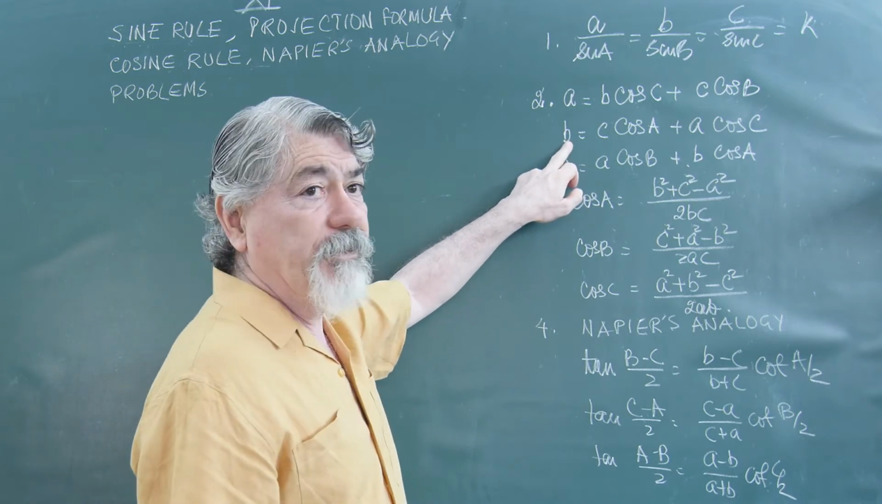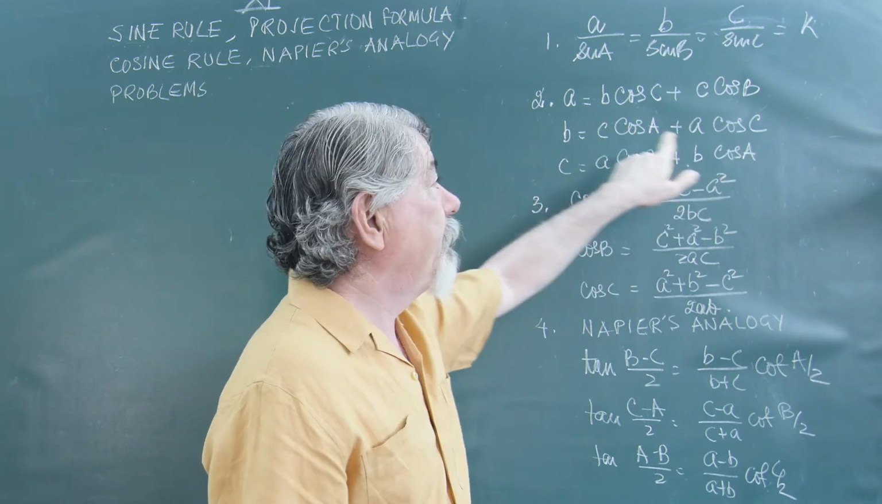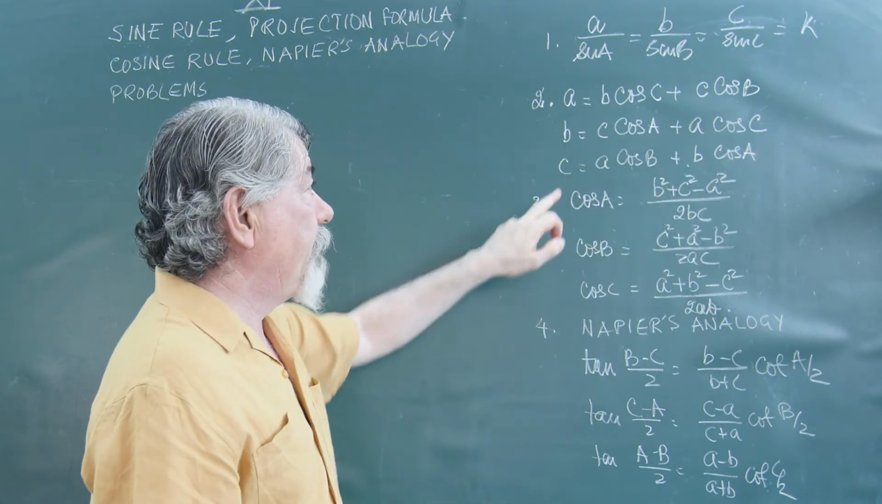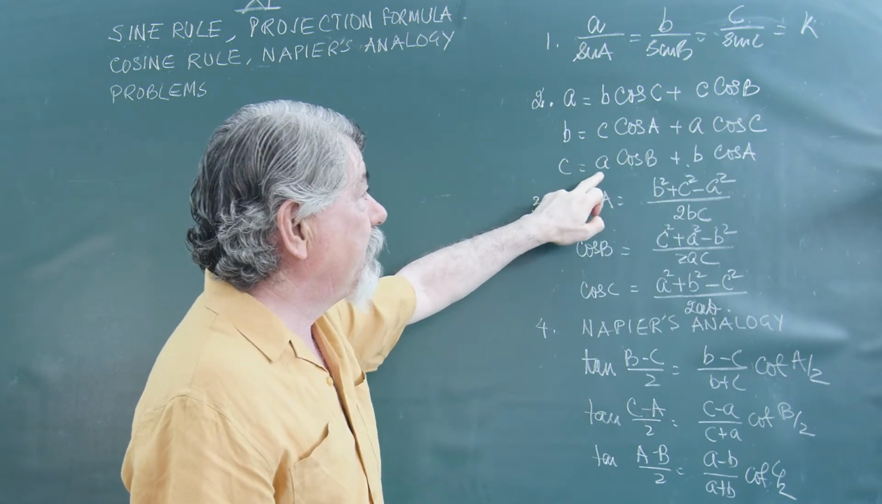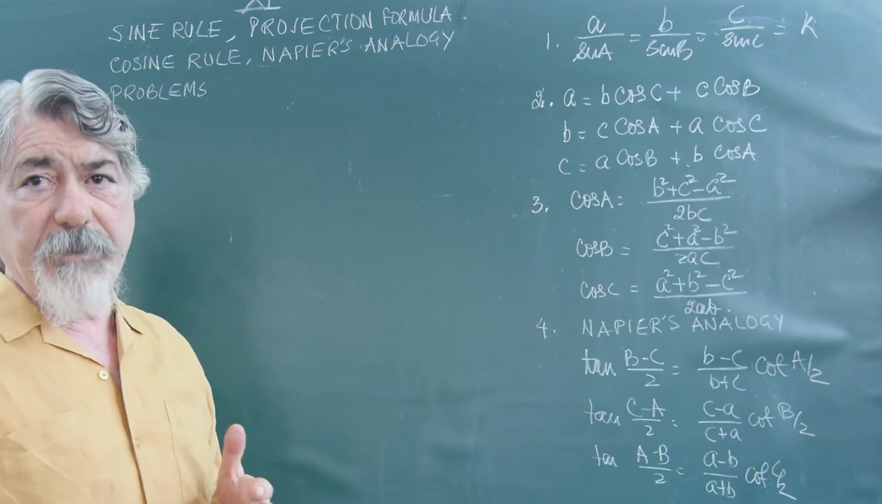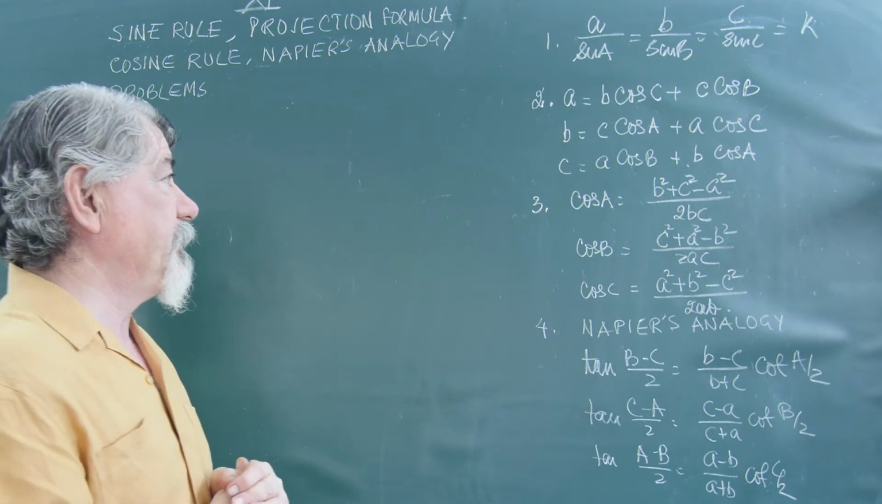When I'm talking of b, then on this side there will be no b. It will be c and a: c cos A plus a cos C. And when I'm talking of the side c, then it will be a cos B plus b cos A. So it's very simple for you to remember if you pay a little bit of attention.